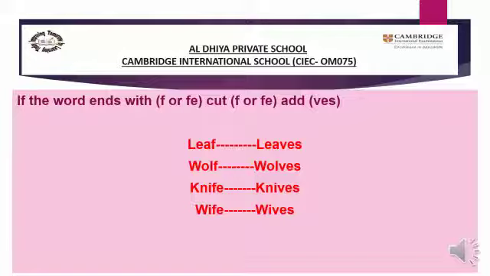Next, wife, wives. It is the same. We cut FE and add what to make it plural? VES. Next, shelf, shelves. Now pronounce these words again. Read after me. Leaf, leaves. Wolf, wolves. Knife, knives. Wife, wives. Shelf, shelves. So these are a few examples of words that end with F or FE, and we add VES to make them plural. I hope you understand it.